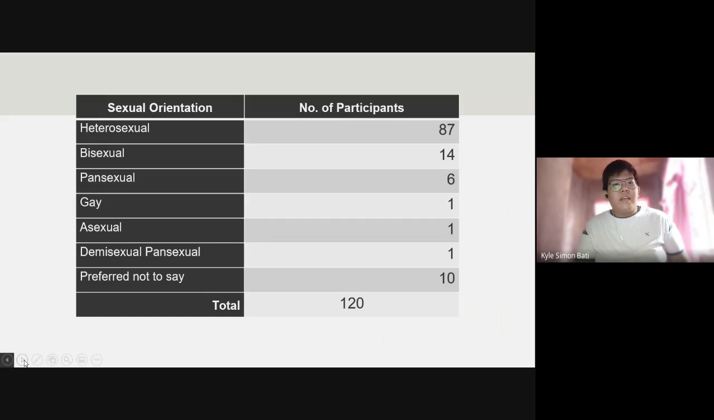According to the recorded data, the majority of the representative sample, which consisted of 87 individuals, identified themselves as heterosexual. Following that, there were 22 people who identified as being on the LGBTQ plus spectrum. To be more explicit, 14 participants identified as bisexual, 16 participants identified as pansexual, 1 participant identified as gay, 1 participant identified as asexual, and 1 participant identified as demisexual pansexual. Finally, 10 people stated that they did not want their sexual orientation revealed. Next slide, please.